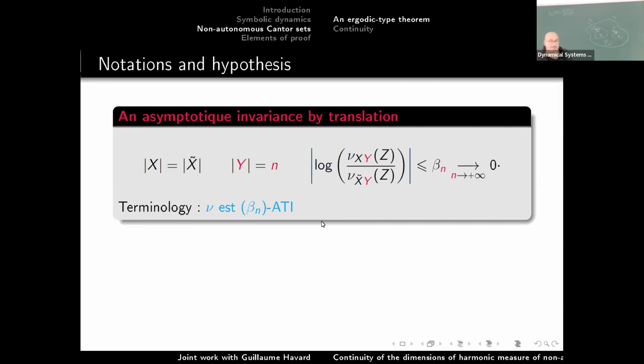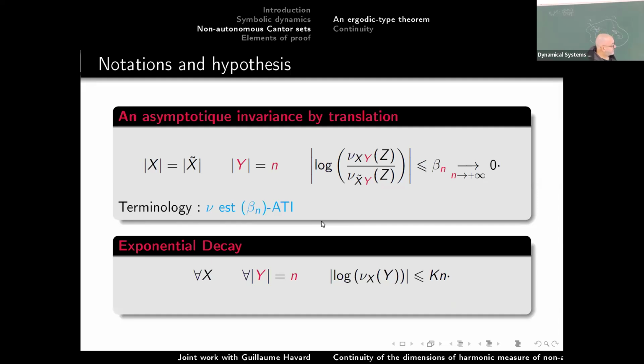Excuse me, so here beta n does not depend on x tilde, or z? x and x tilde have to be of the same size, that's all. Whatever z is. Y is the same. I just said it stabilizes; it tends to 0. In fact, to understand the proof, you can take beta n equal to 0.